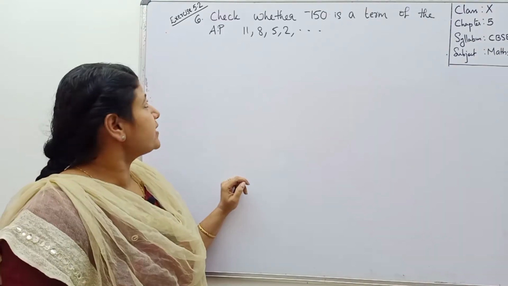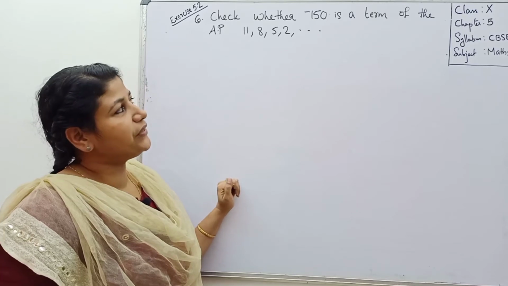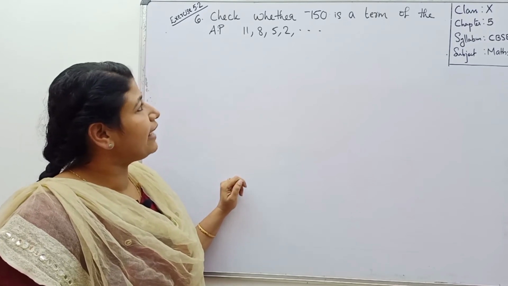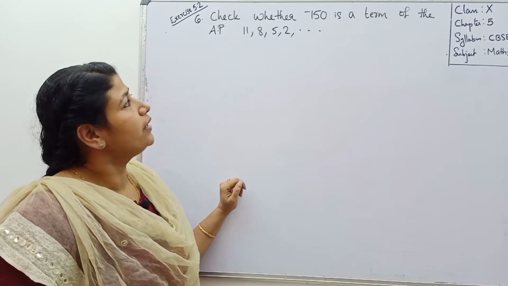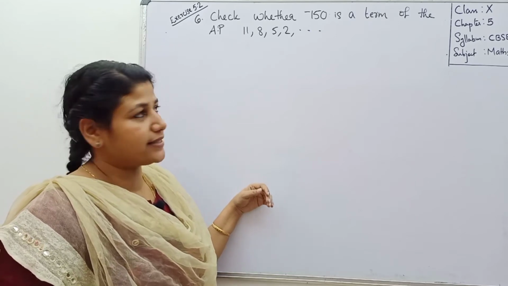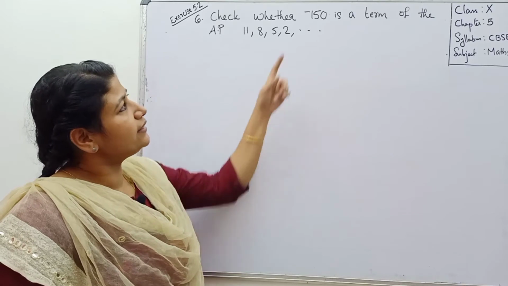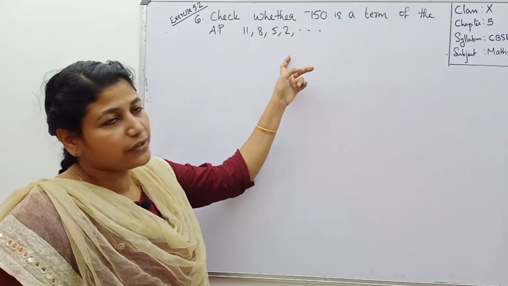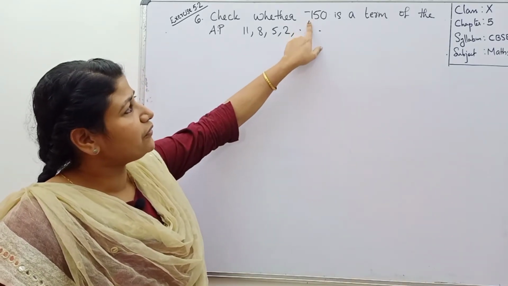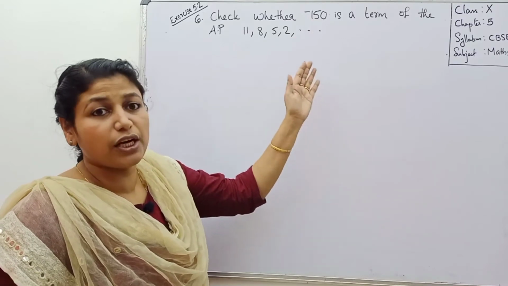Okay, sixth question. Check whether negative 150 is a term of the AP 11, 8, 5, 2, etc. എന്ന് പറയുന്നത് ഒരു AP ആണ്. We have to check whether this negative 150 is a term of this progression or not. ഈ negative 150 എന്ന് പറയുന്നത് ഈ പ്രോഗ്രഷനിൽ ഉണ്ടായിരിക്കുമോ?